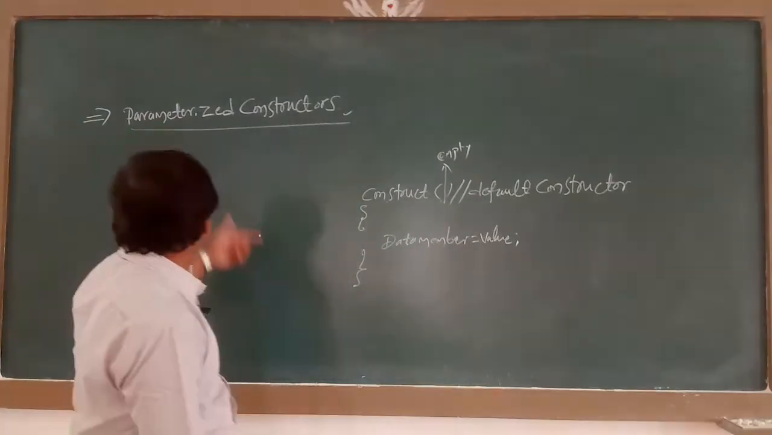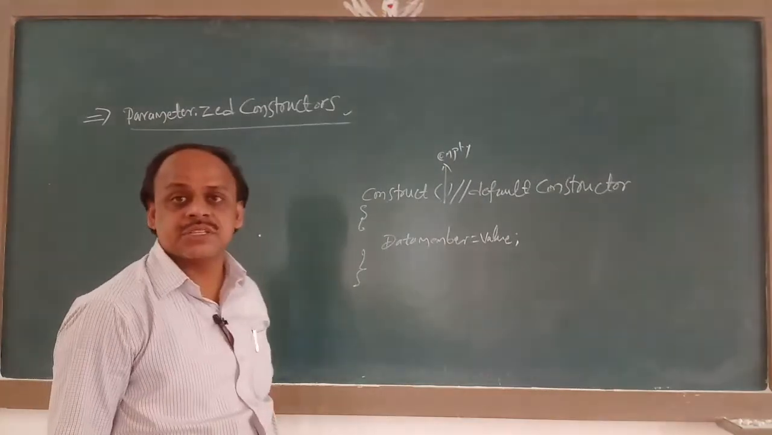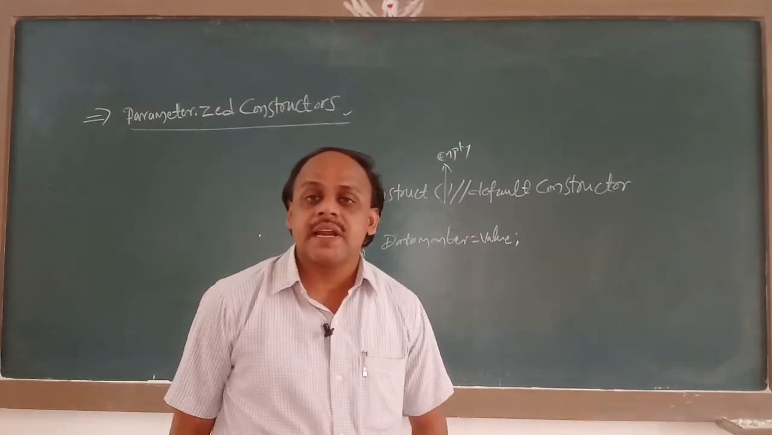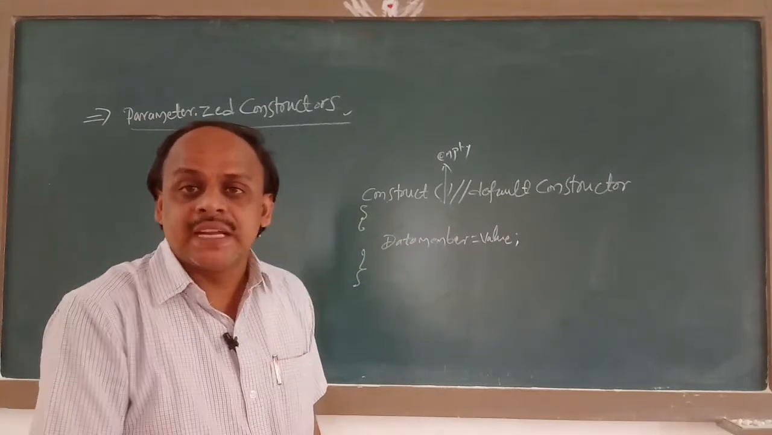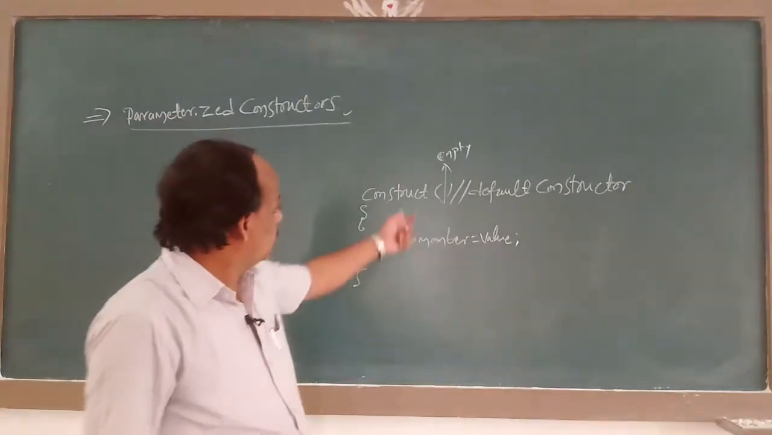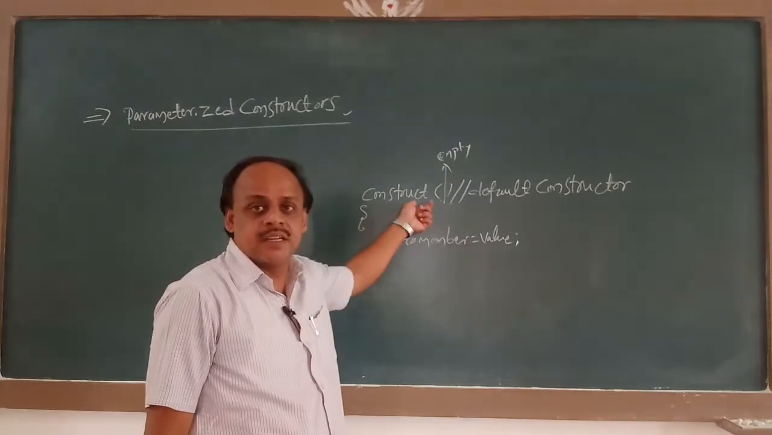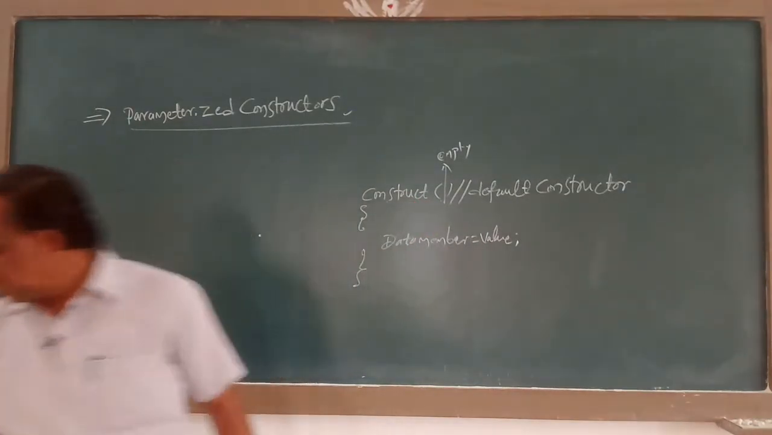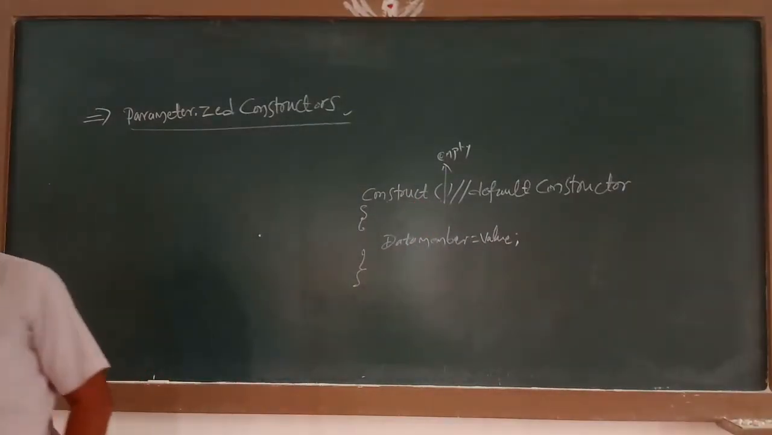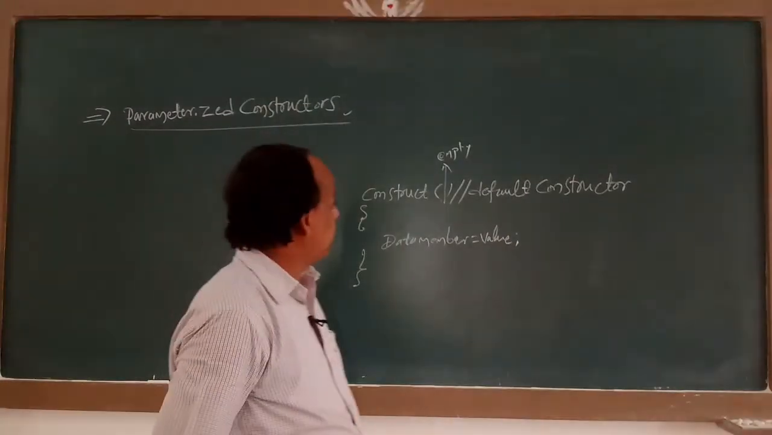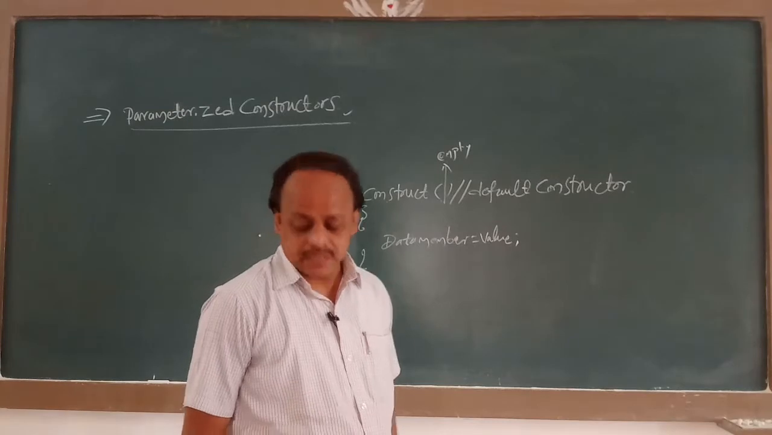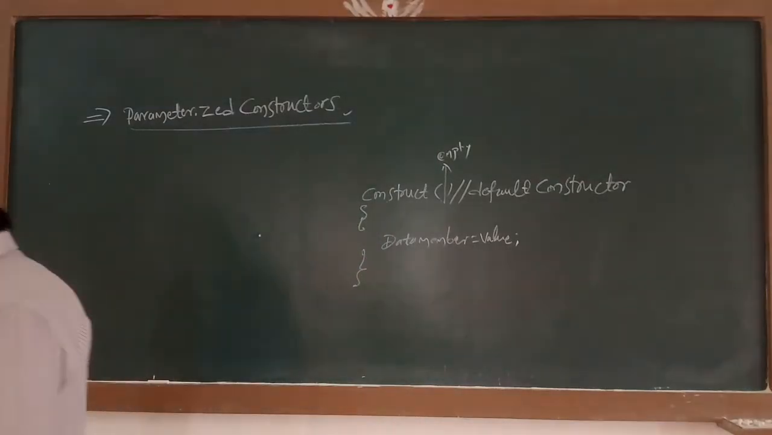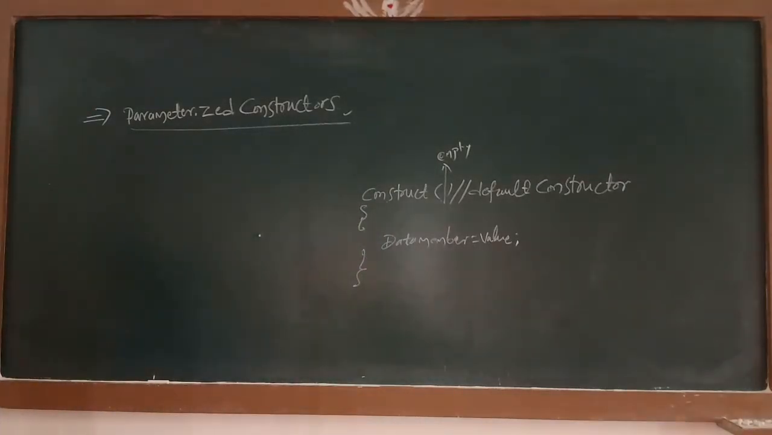Today we are going to discuss the parameterized constructor. What is meant by a parameterized constructor? A constructor with arguments. This one is without an argument list. A constructor with arguments is called a parameterized constructor.